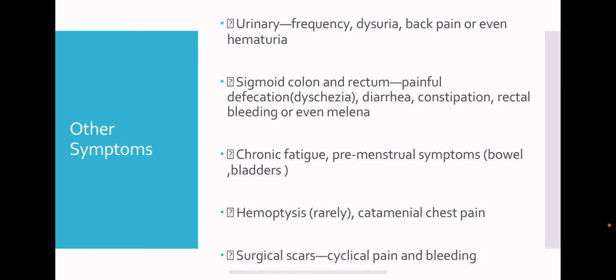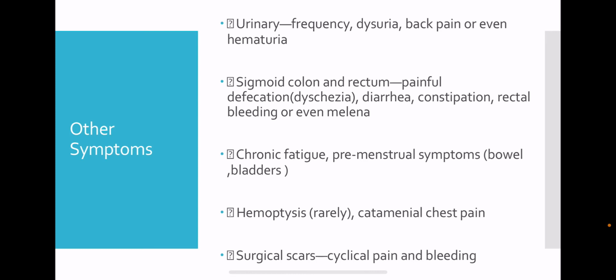Chronic fatigue, premenstrual symptoms, bowel and bladder symptoms. So, chronic fatigue and premenstrual symptoms are found. Hemoptysis rarely. Hemoptysis is blood in sputum. Catamenial chest pain. When the endometrial tissue is located in a distant site such as the lungs, during the cyclic menses the hormones released act on the ectopic endometrial tissue, resulting in its growth and shedding. So even in the lungs, the endometrial tissue undergoes growth and shedding, resulting in hemoptysis, that is blood in sputum, and catamenial chest pain, that is chest pain during the menses.